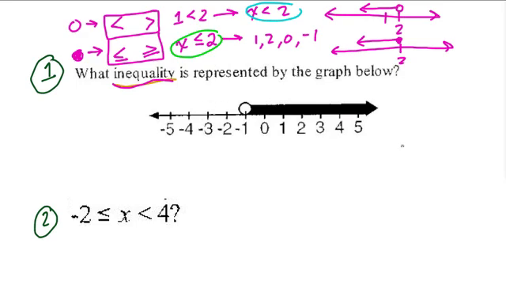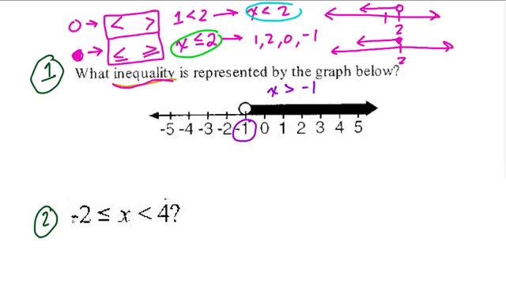So here, what does this represent? Well, it's all these numbers that are bigger than -1, but not including -1. So we use an open circle. And that's what this is. You can just see all these numbers are larger than -1. And that dot tells me where to start. And that's it.